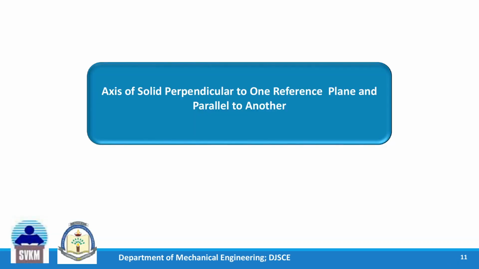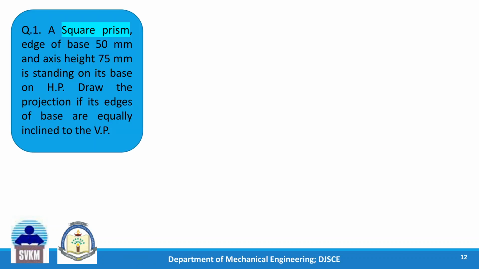Now let us see the projection of a solid whose axis is perpendicular to one reference plane and parallel to another. Let us take an example and understand this concept. Question 1. A square prism, edge of base 50 mm and axis height 75 mm, is standing on its base on HP. Draw the projection if its edges of base are equally inclined to VP.